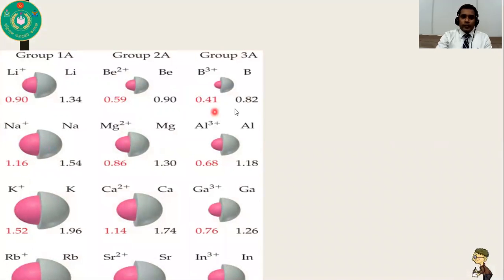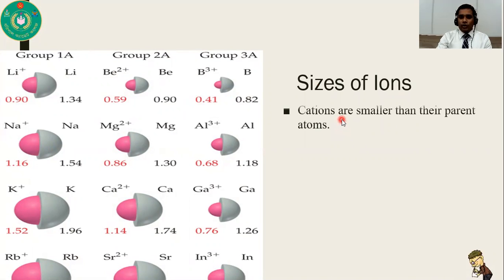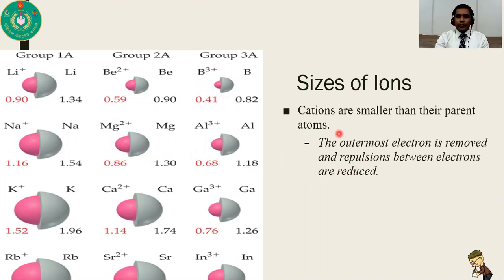Now, in case of ions, what will be the size of ions? Cations are smaller than their parent atoms. We know that there are 2 types of ion. One is cation, another one is anion. So cations are smaller than their parent atom. Why? Because when an electron is removed from the parent atom, we get cations. So as the outermost electron is removed, its energy shell decreases. That's why its size decreases.